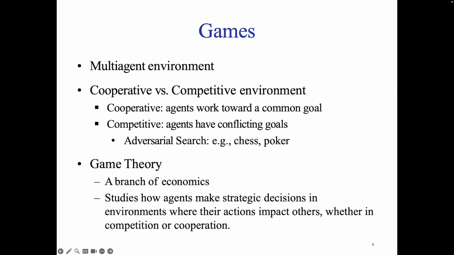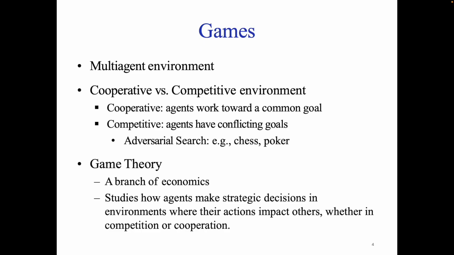So let's first talk about the different types of environment that we deal with in AI. We've talked in the first few sessions, if you remember, when we were talking about the AI agents and environments, we're talking about different types of environments. And one of them was multi-agent environment, right? When there are more than one player or more than one agent acting in the environment. And then we also have cooperative and competitive environment. And what does that mean?